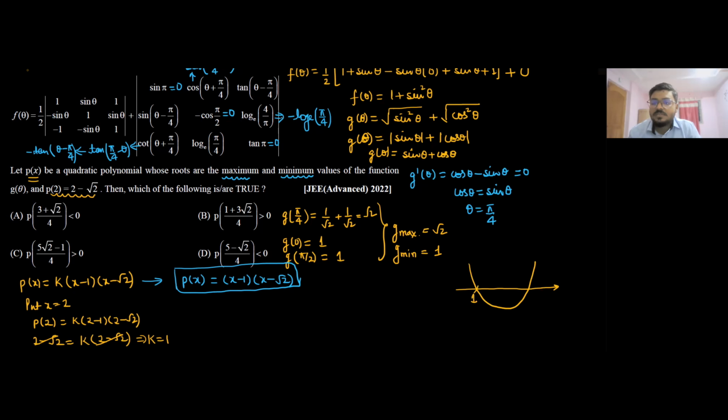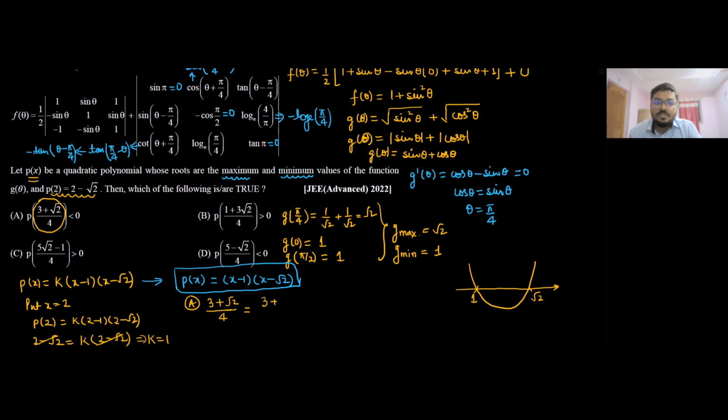And the roots clearly are 1 and root 2. So if I put any x less than 1, the graph is above the x-axis, means positive. And any x value greater than root 2, again it is positive. And an x value between 1 and root 2 will give a negative value. The only thing I need to do now is go to the options and see what x value is given. Like in option A, it is (3 plus root 2) by 4. So where it is lying, that we have to check.